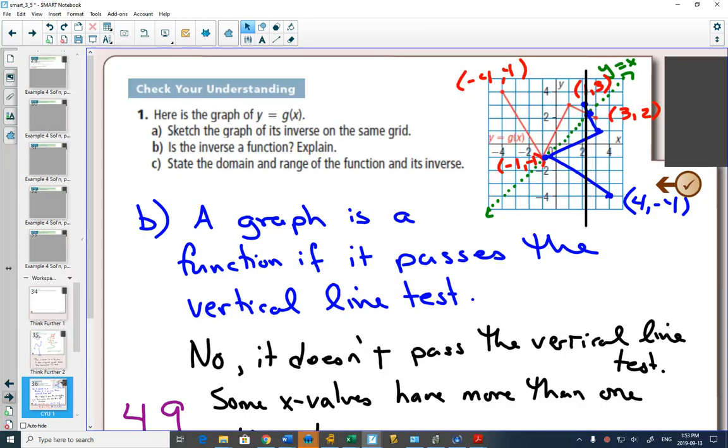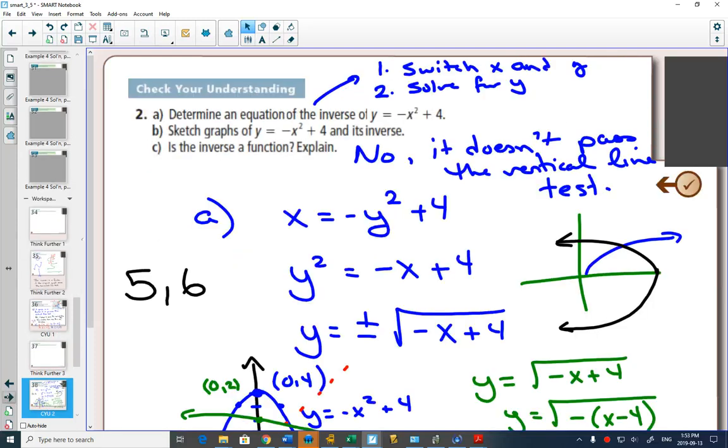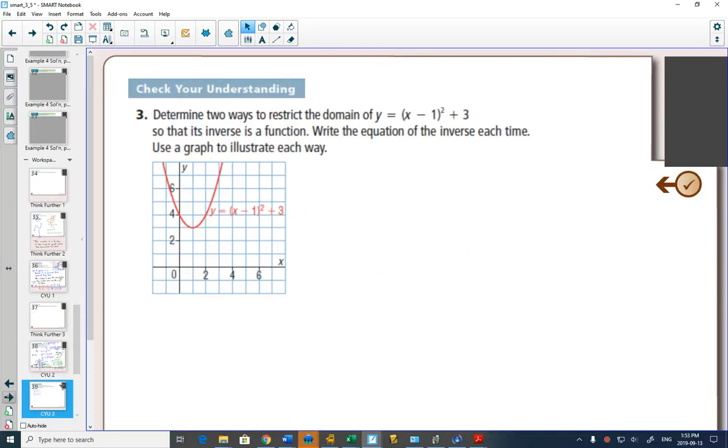So when we go to example 3, it starts off with a parabola. Does a parabola pass the horizontal line test? No. If we did an inverse right now, we would get a graph that doesn't pass the vertical line test. This question says, figure out a way to restrict the original graph. And when you restrict the domain, you're only looking at some of the x values, not all of the x values, so that its inverse is a function.